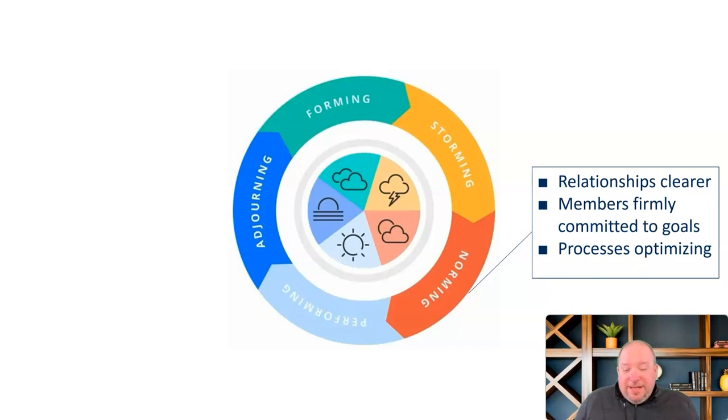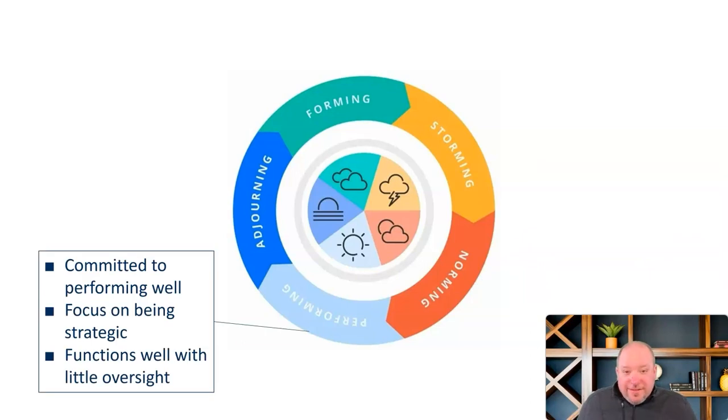We now have a clear way of making decisions, a clear process for engaging in discussion, a clear process for communicating with the rest of our team. Those things are all kind of ironed out when we get to the norming phase, and we're starting to hum along a little bit here. Eventually, ideally, a group will get into what we call the performing stage.